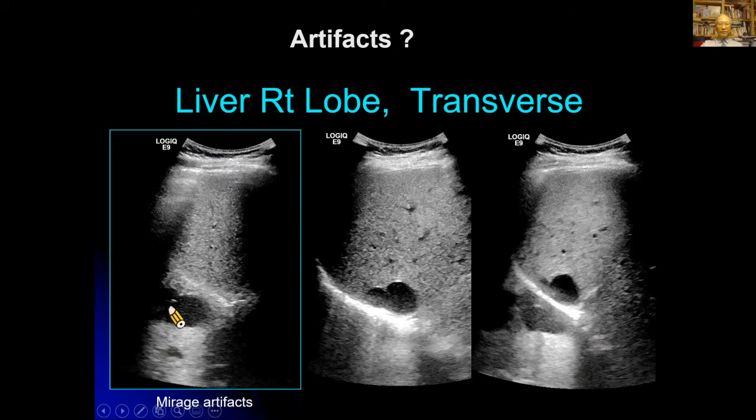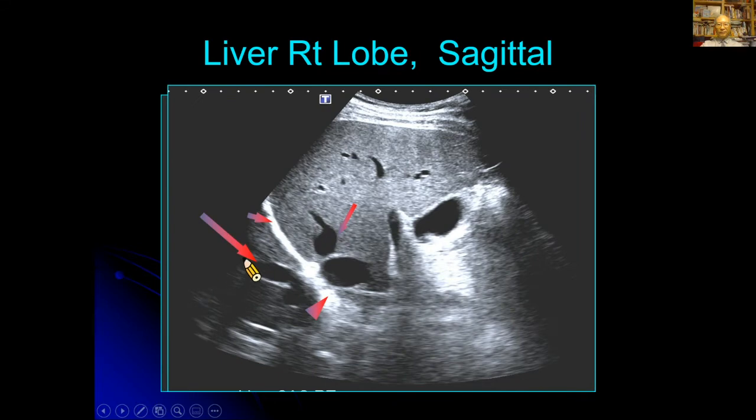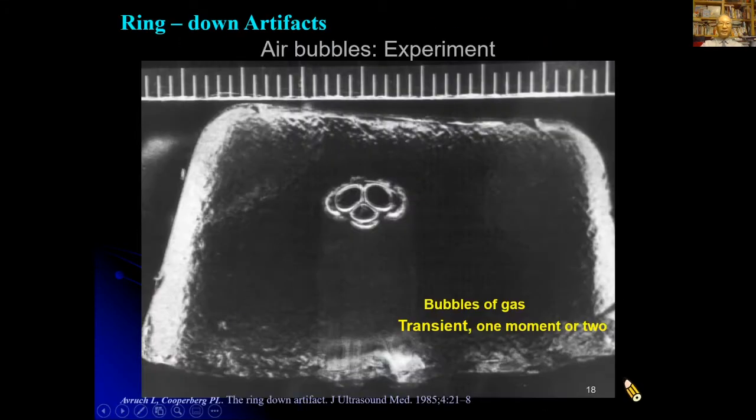So this is a mirage artifact. Real image, this is a mirror image. True, false, false, true. Sometimes the artifact can be so real. Here you can see it completely reflected above the diaphragm. So false and real. Mirror image artifact.